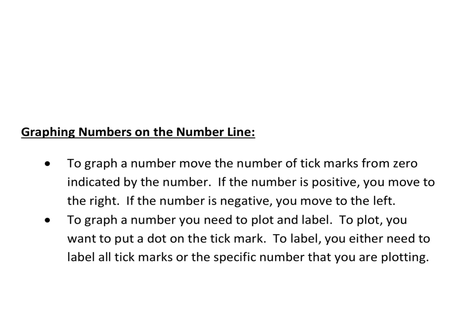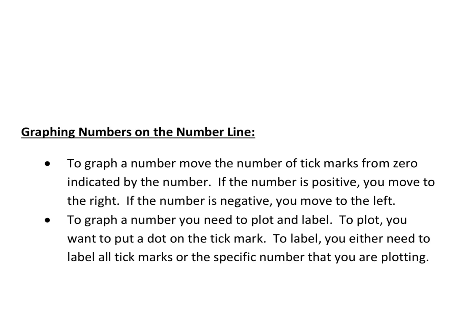All right, so to get us started, we're going to talk about graphing numbers on the number line. To graph a number on the number line, we want to move the number of tick marks from 0, indicated by the number. The sign determines which direction we move. If the number is positive, you move to the right, and if the number is negative, you move to the left.